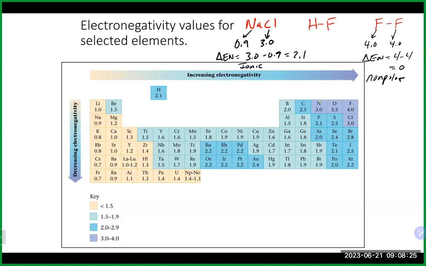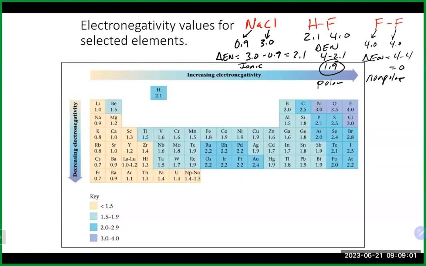Now, if we look at something like HF, hydrogen here is 2.1. Fluorine is 4. So if we do our difference in electronegativity, it's going to be 4 minus 2.1. That's a 1.9 in that case. 1.9 is almost that limit of ionic, but it is still going to be polar, right? So that is pretty much unequal sharing of electrons between those. And again, that's because fluorine obviously is very electronegative. Any questions on that there?